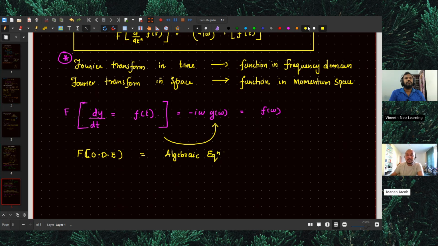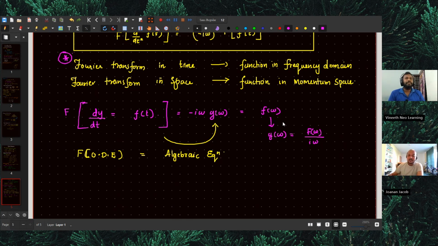So from this equation, if we solve for y of omega, it will be f of omega divided by i omega. All you need to do is take the inverse Fourier transform of this, which can be easily done compared to solving the whole differential equation. This particular equation is very easy to solve by integrating, but you got the idea, right?